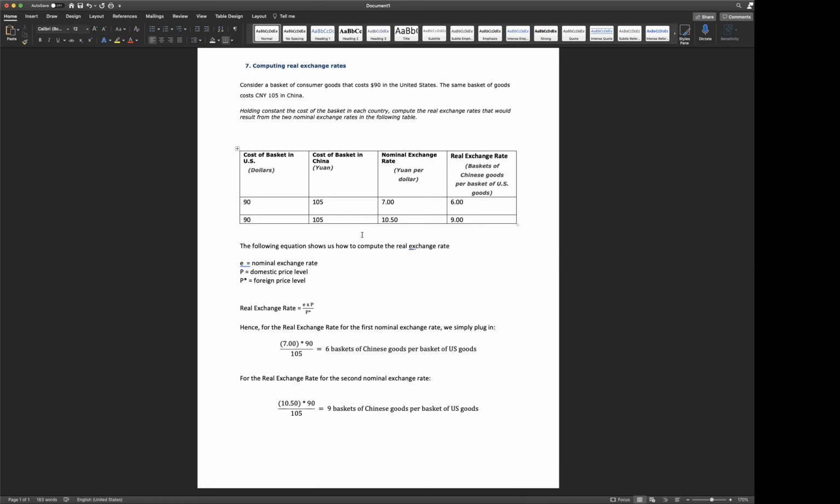And then you do the same for the new nominal exchange rate, which would be 10.50. And then we'd see that it's 9 baskets of Chinese goods per basket of US goods. So as the nominal exchange rate is increasing, we see right down here that the interpretation of the baskets is also increasing. So that is it for number 7. And I'm going to give it over to Alex to do number 6. Yeah, sounds good.